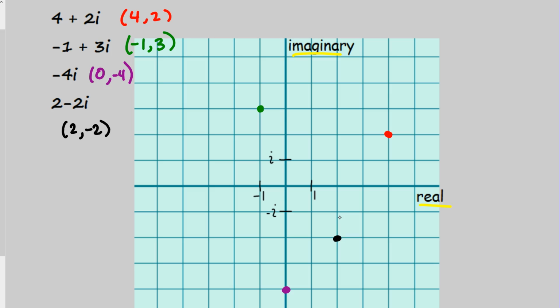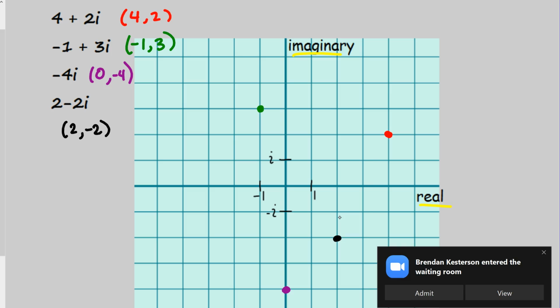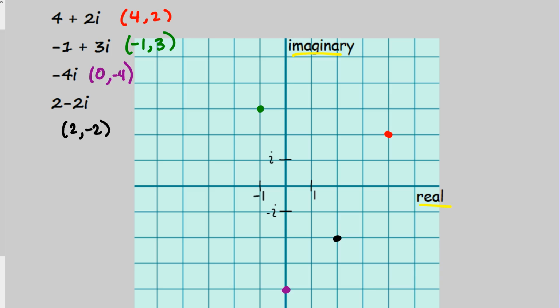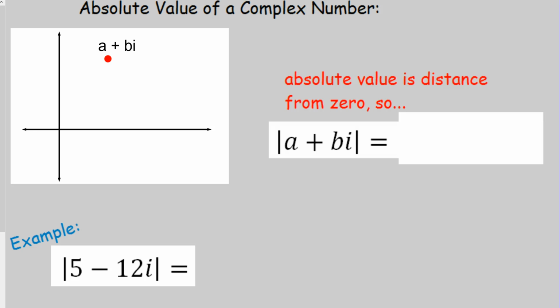And so if you wanted to talk about the distance of each of these numbers, you have to think of it as the distance from the origin instead of the distance from 0. So we're going to look at that last. So the last thing we have in this lesson is absolute value. Thinking of absolute value as distance from 0, typically, but in this case, the absolute value of a complex number would be distance from the origin. So it would be this distance here. And maybe we call that something like z.